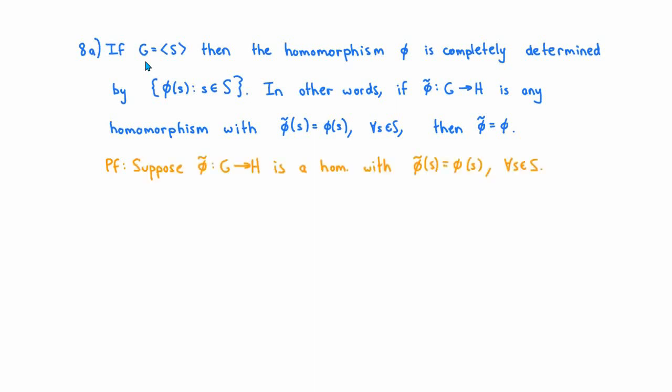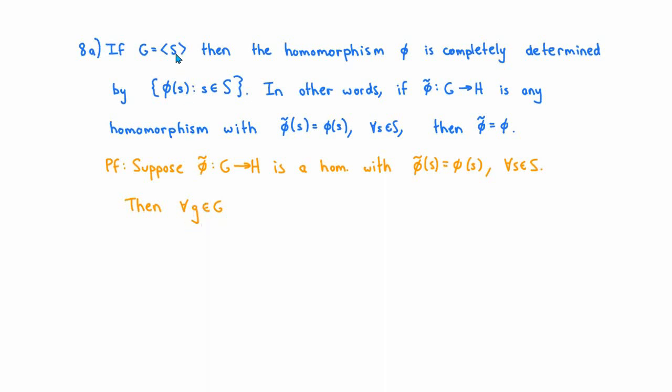So for the proof, let's suppose that we have a homomorphism phi as above, and let's suppose that phi tilde is a homomorphism from G to H with the property that phi tilde of s is equal to phi of s for every s in the generating set S. Well, the fact that S is a generating set means that for any g in G, we can write g as a finite product of elements of S and their inverses.